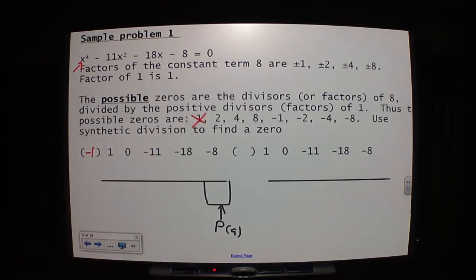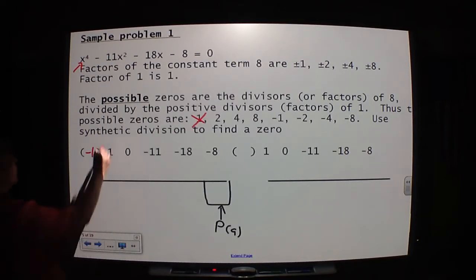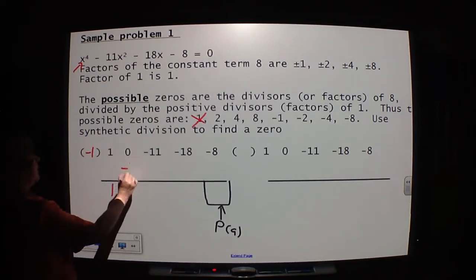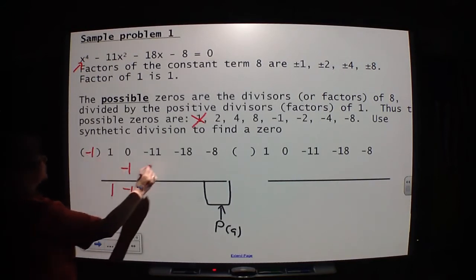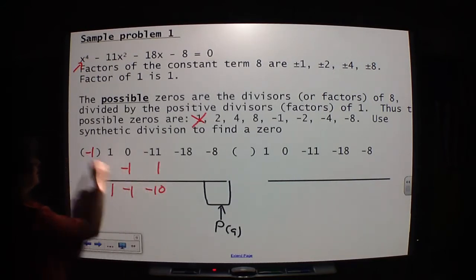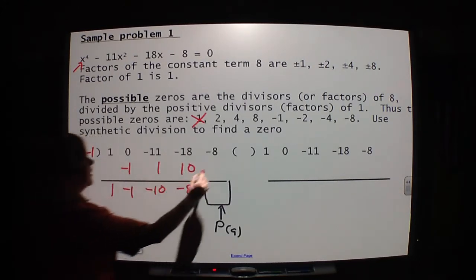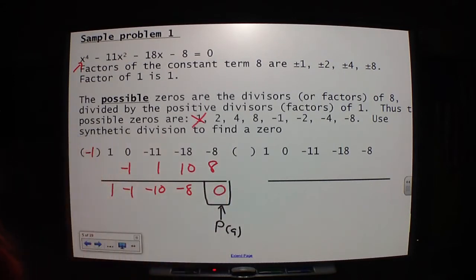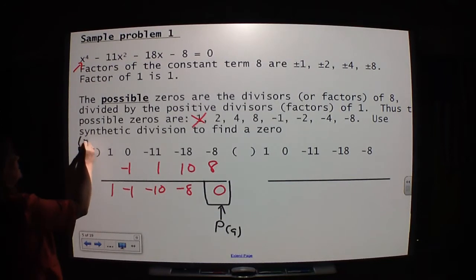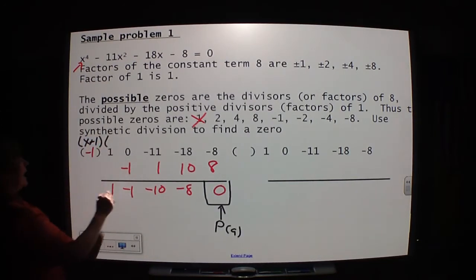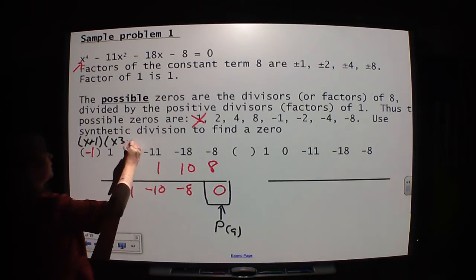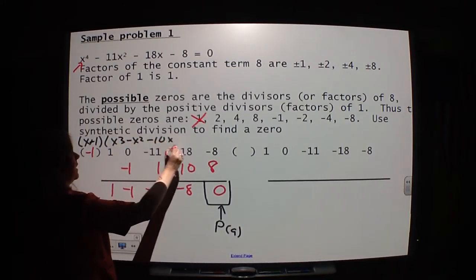So let's try negative 1. Bring down my 1. 1 times negative 1. Add. Multiply. Add. Multiply. Add. Multiply. And lo and behold, it is a factor. So my x to the fourth now, I brought it down to an x cubed. So what I'm saying is this factors into x plus 1 times x cubed minus x squared minus 10x minus 8.